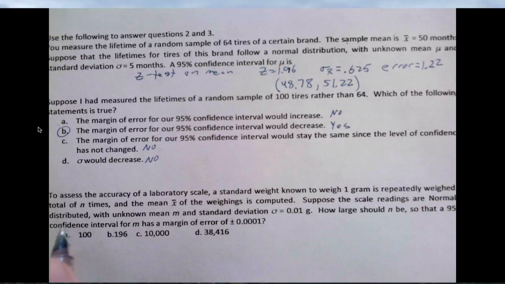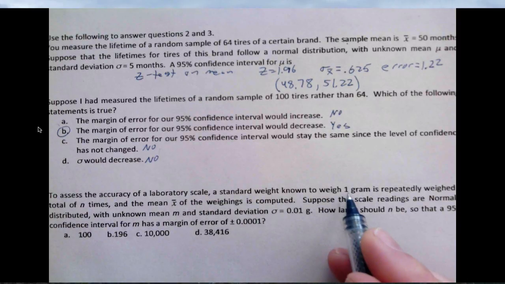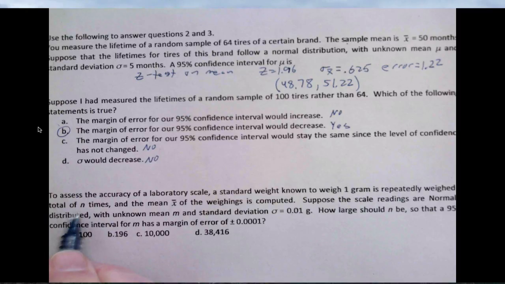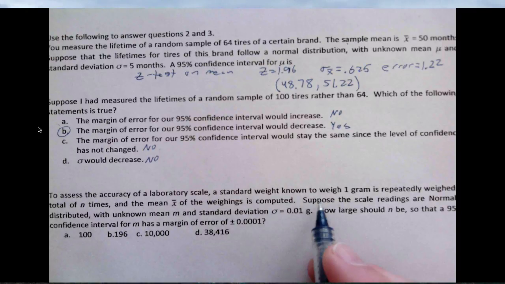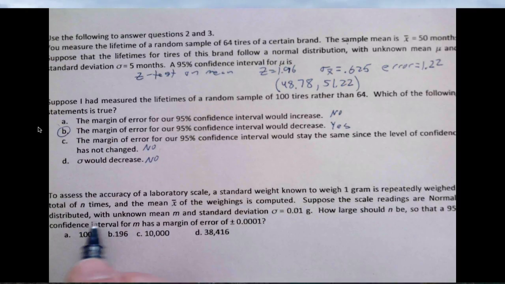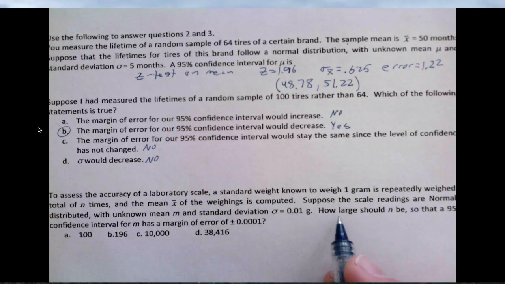All right, to assess the accuracy of a laboratory scale, a standard weight known to weigh 1 gram is repeatedly weighed a total of n times. The mean x bar of the weights is computed. Okay, so we're looking at means. Suppose the scale readings are normally distributed with a mean m and a standard deviation of 0.01. How large should n be so that a 95% confidence interval has a margin of error of 0.0001?